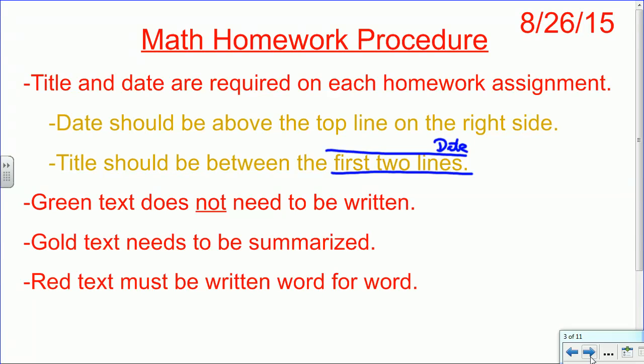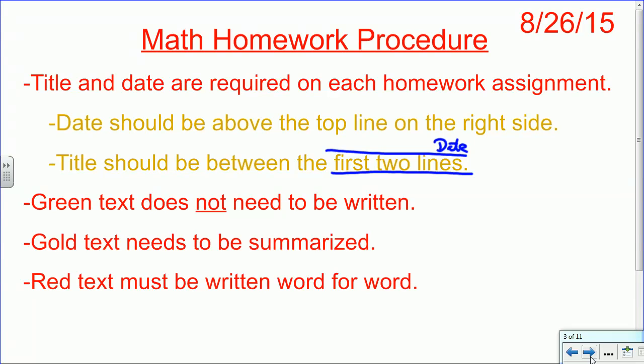Now let's read through this slide and then I'll give you a little bit of time to actually copy down some notes. You can see that I've shown the date at the top. Today is August 26th of 2015, and I have math homework procedure at the top underlined. I will always include these things. This is our date that the video was recorded and also the title of the video.